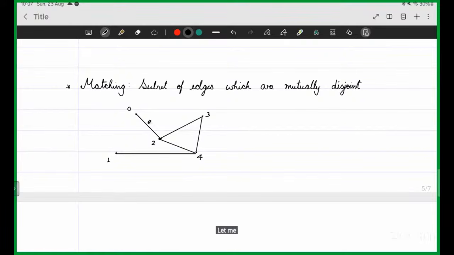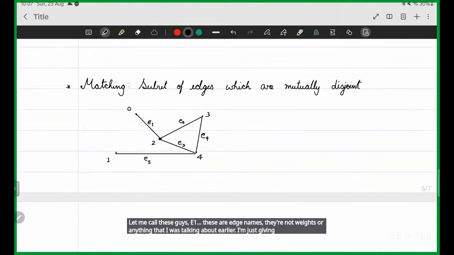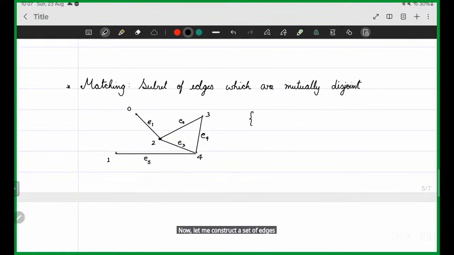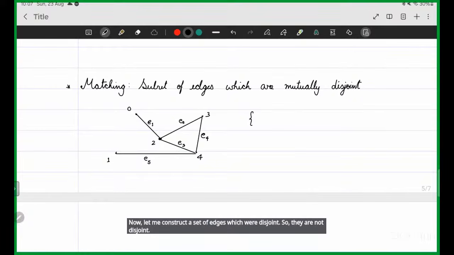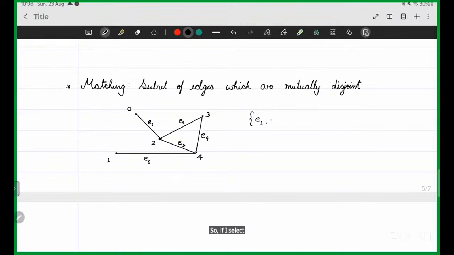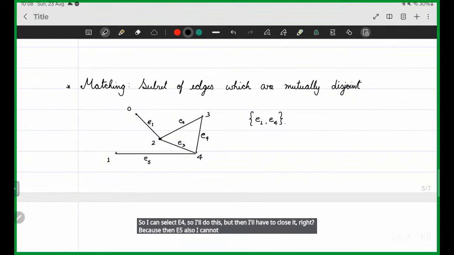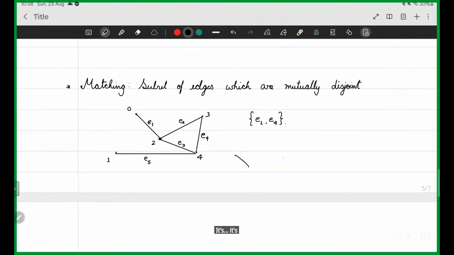Let me call these edges E1. These are edge names. They are not weights or anything that I was talking about earlier. I'm just giving a name to this edge instead of writing it as 0, 2, 2, 3, and so on. I just call it E1, E2, E3, E4, E5. Now let me construct a set of edges which are disjoint. They are not disjoint if there is a common vertex. So if I select E1, can I select E2? No, they share a common vertex. But you can select E3, E4 or E5. So I can select E4. But then I'll have to close it, right? Because then E5 also I cannot select. So it's just this and this.